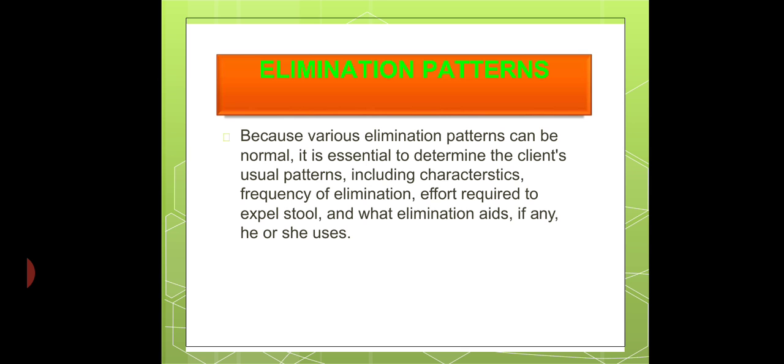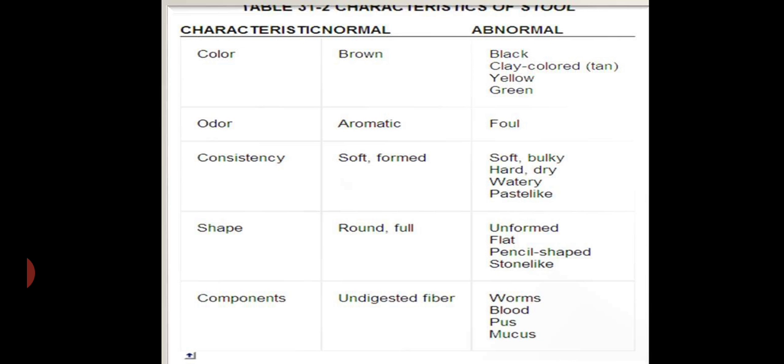So here, elimination patterns. Because various elimination patterns can be normal, it is essential to determine the client's usual patterns, including the characteristics, frequency of elimination, effort required to expel stool, and what elimination aids, if any, he or she uses. Here is a chart which will tell you what a normal stool is, or what a normal bowel elimination is. If you are taking the characteristics of the stool, what is normal and what is abnormal.